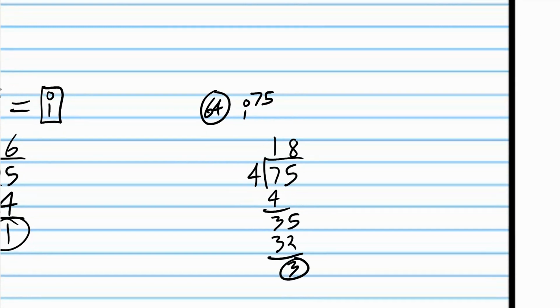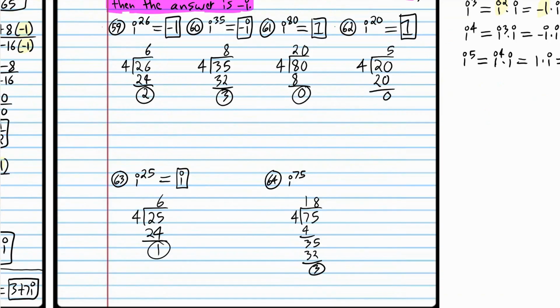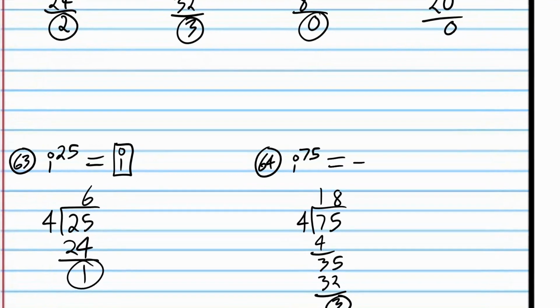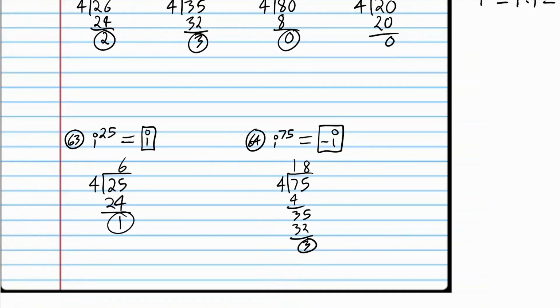The remainder is 3. So the purple tells us that if the remainder is 3, then the answer is -i. So if you got -i, good job. Again, these are just kind of tricky problems that are designed to be intimidating, but as you can see, they're pretty easy. Every textbook has these problems, so you're just going to have to know how to do these.